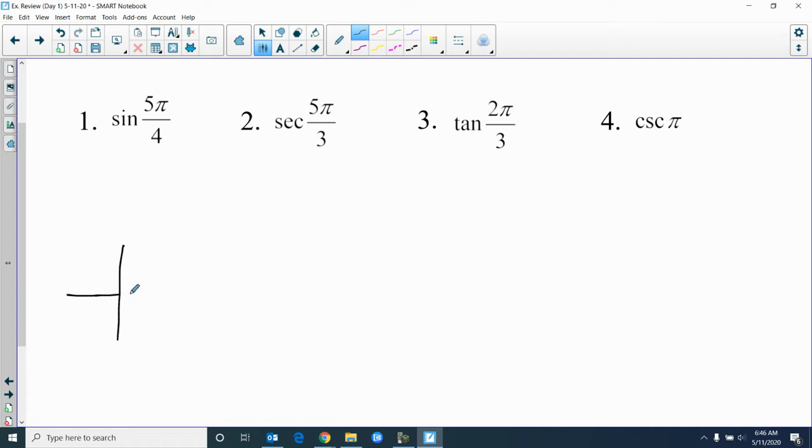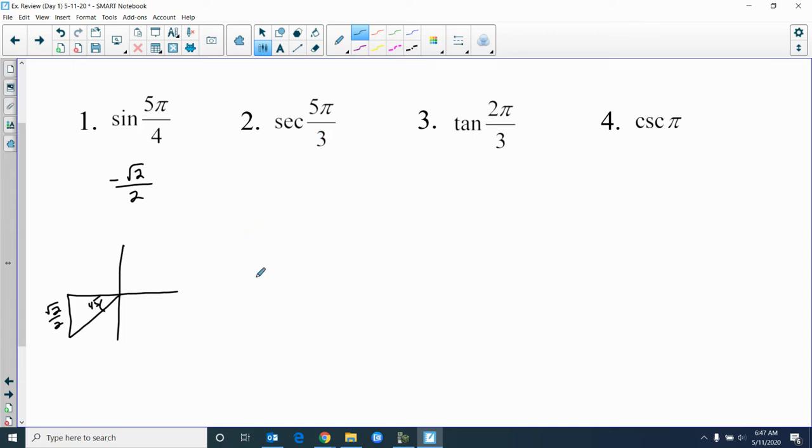All right, if you need to draw the triangle or however you need to figure that out. So sine is the y value of 5 pi over 4. Well, what is 5 pi over 4? That is going to be 225 degrees. So that means it's going to be in quadrant 3. Your reference angle is 45, and that's going to be square root of 2 over 2. But since it's in quadrant 3, it's got to be negative. So negative square root of 2 over 2.